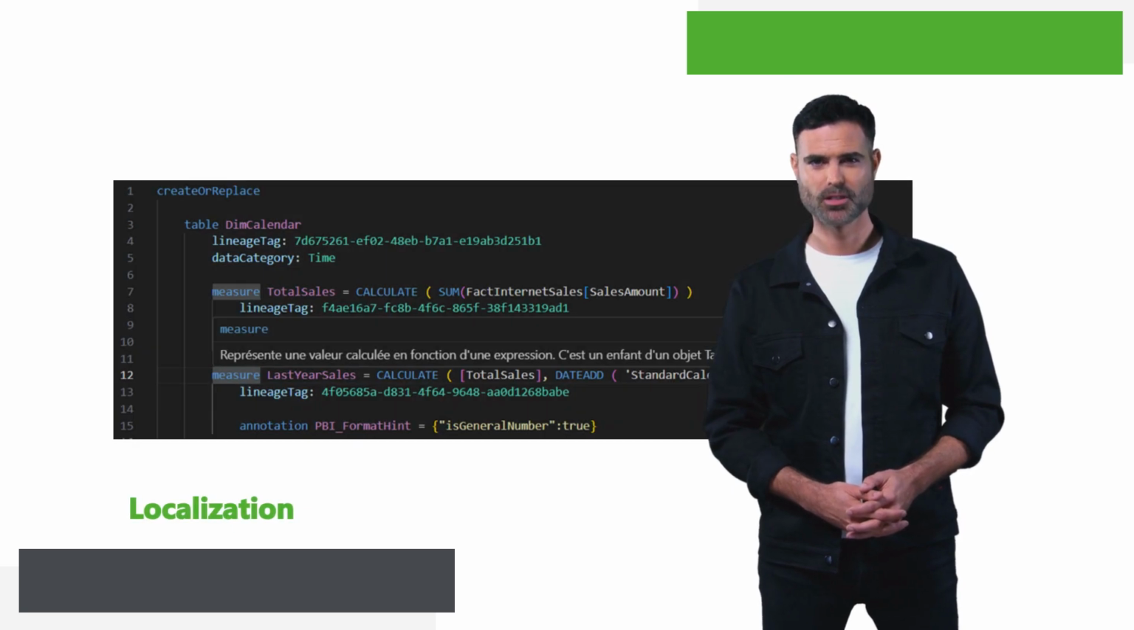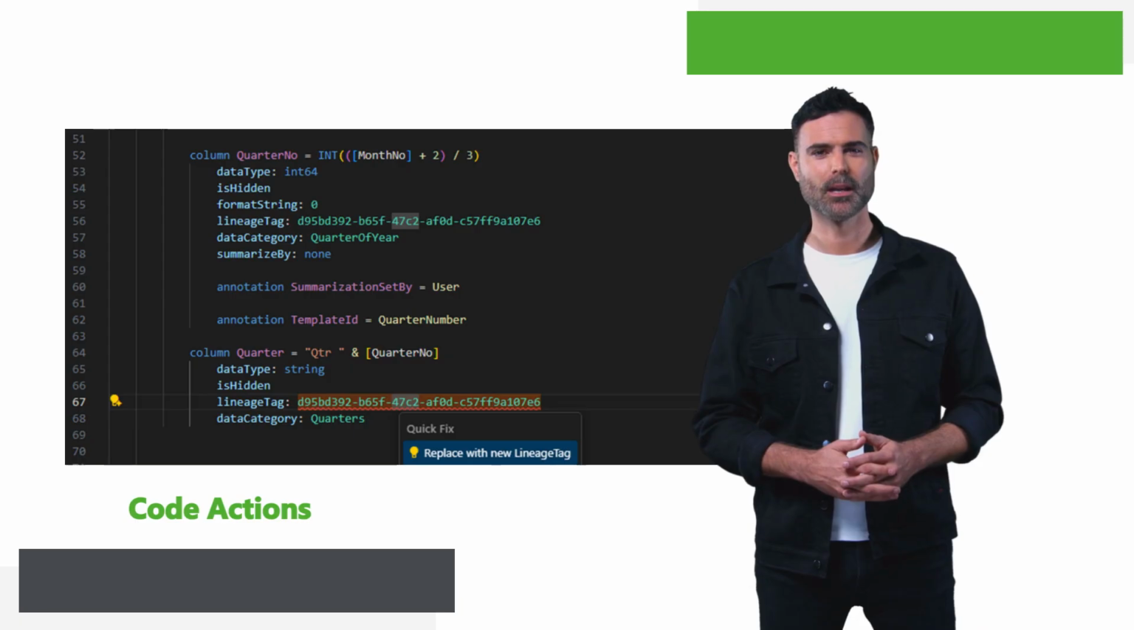Localization. Hover descriptions and code action messages now adapt to your Visual Studio Code language settings for a consistent authoring experience. Code actions. Quickly fix and refactor issues like duplicated lineage tags and misspelled properties.